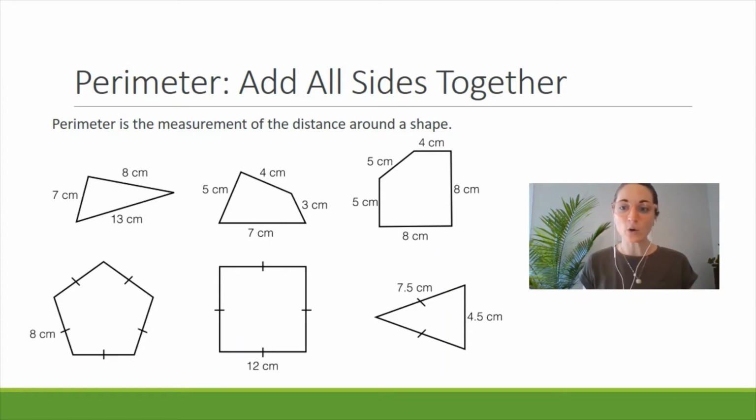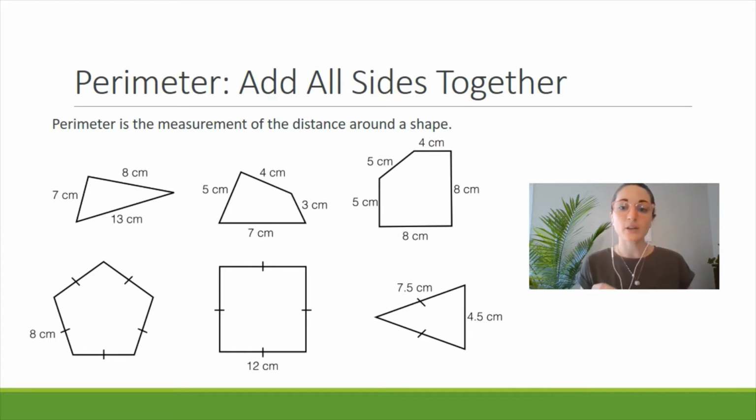For the triangle, you see the values 7, 8, and 13. It's always good to check first to make sure they're the same type of measurement. And in this case, we have 3 measurements that are all in centimeters. So all we need to do to find the perimeter is add up those 3 sides. 7 plus 8 plus 13, which equals 28. The perimeter then is 28 centimeters.